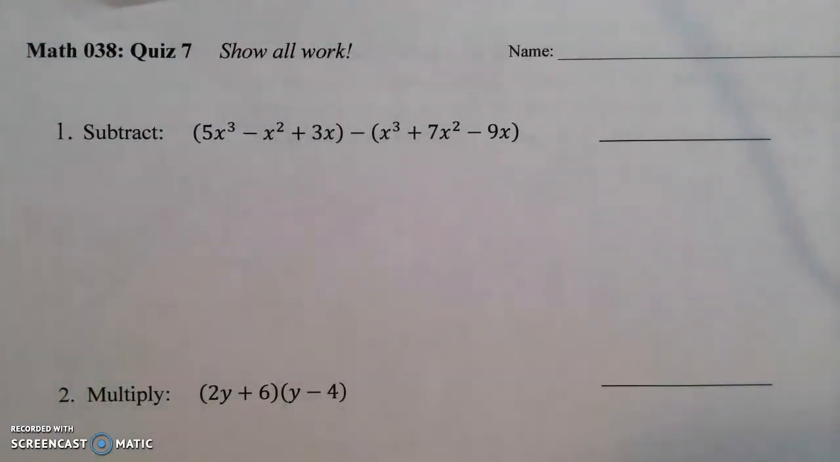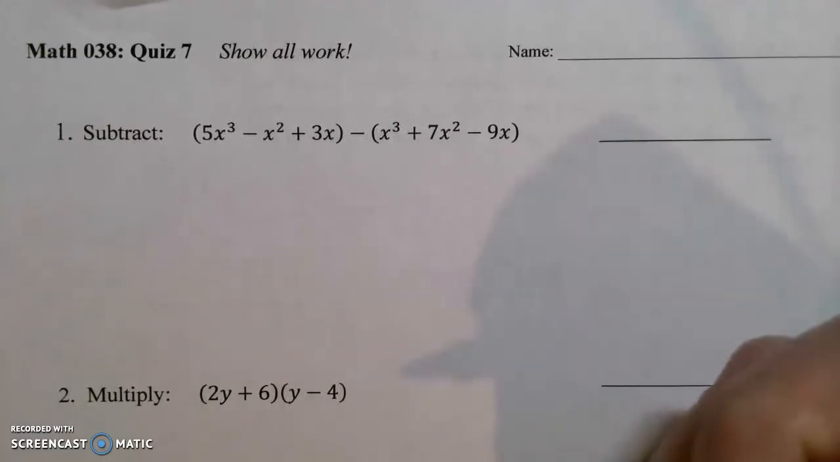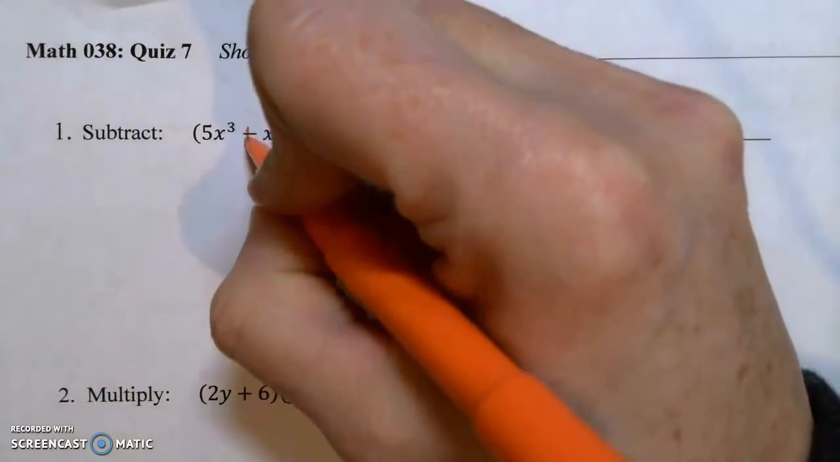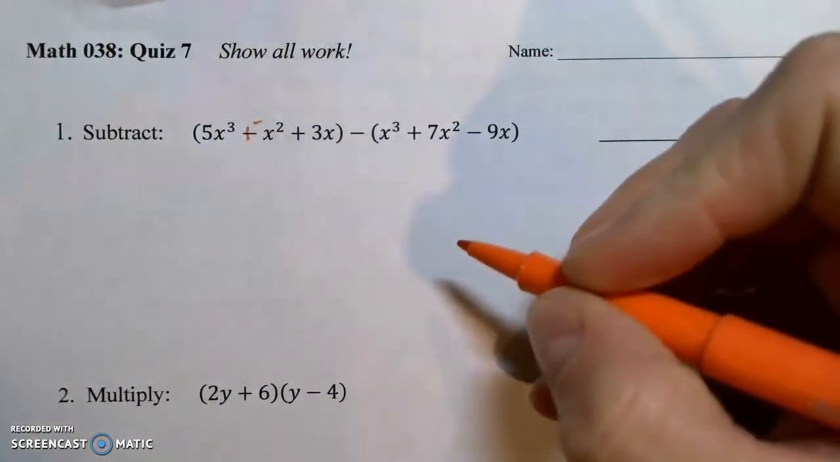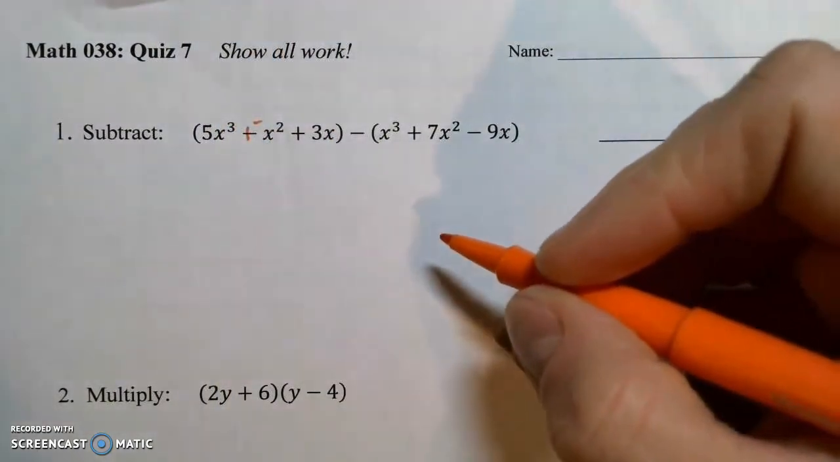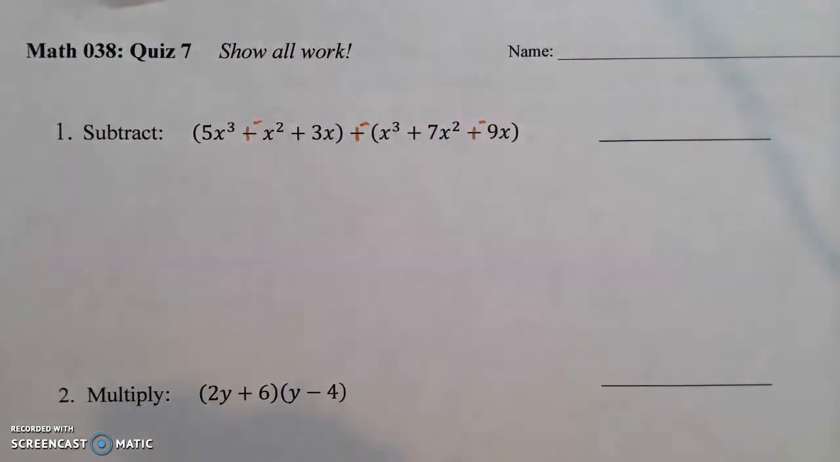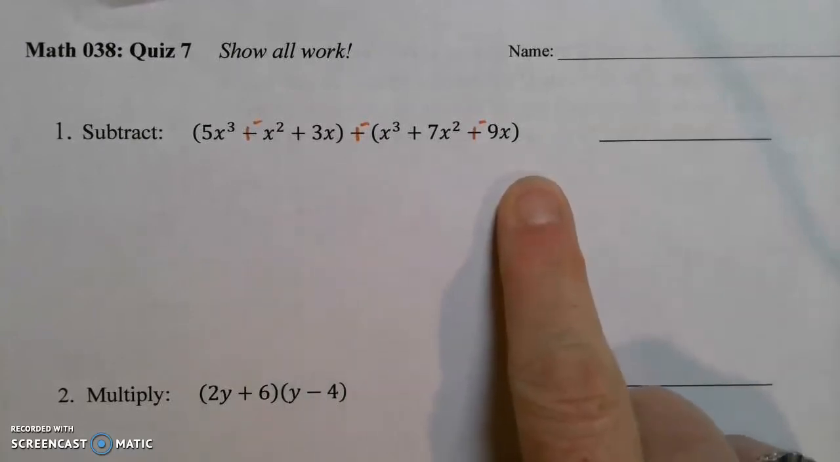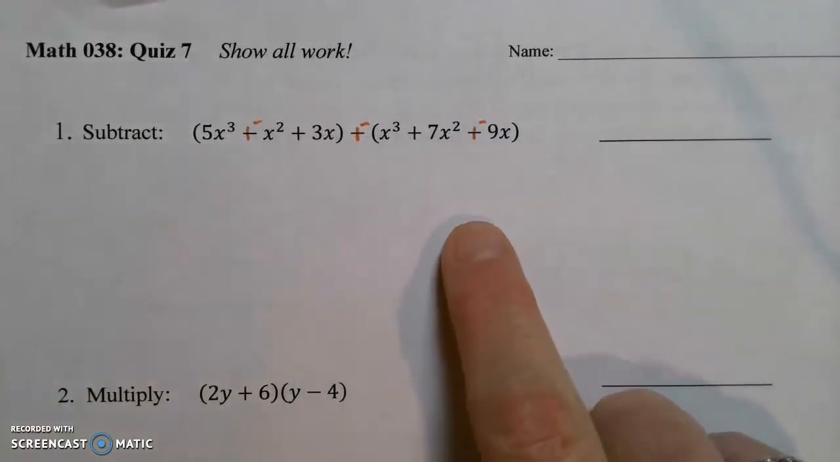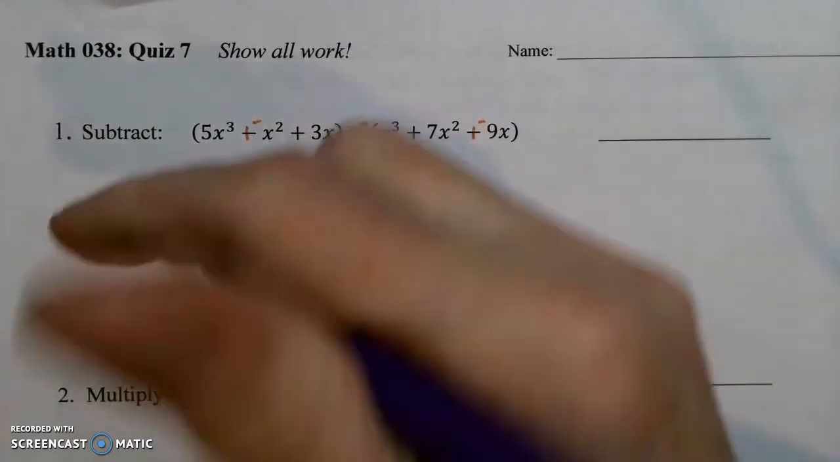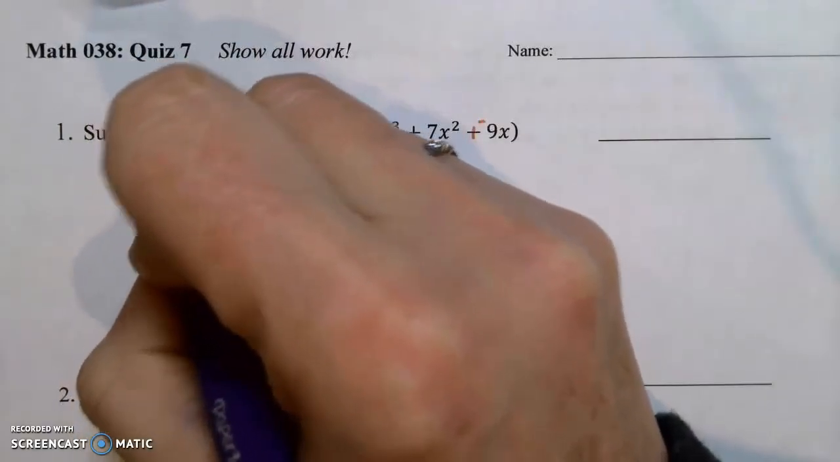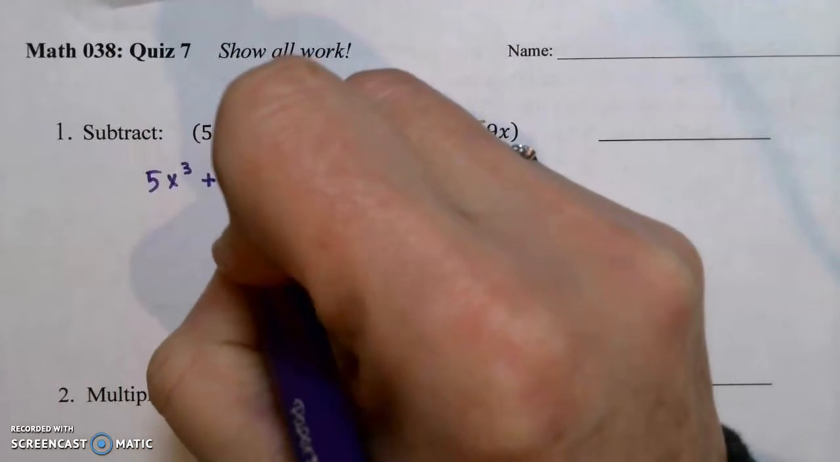All right, so looking at our first one, we have a subtraction. So change this to adding the opposite. Change this to adding the opposite. So that when I go through and do the subtraction in the second set of parentheses, I will change those signs as needed. Dropping the first set of parentheses because I don't need it anymore.